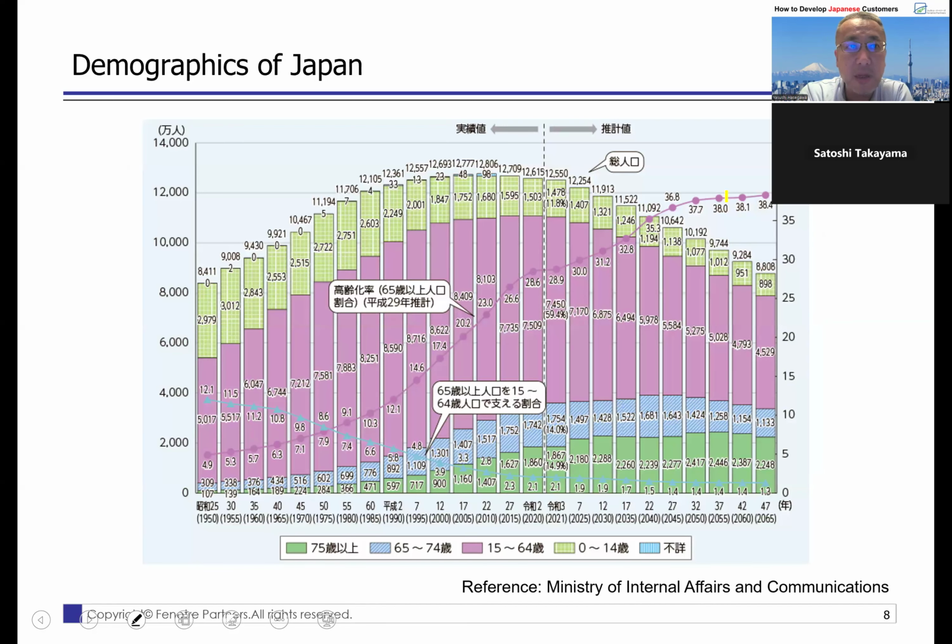And this is a chart of the population of Japan. In 2008, our population started declining. Now we still have over 120 million, but maybe 20 or 30 years later, our population will be less than 100 million. Which means we are losing consumers and workforce at the same time. Of course, it's having a negative impact on our economy.